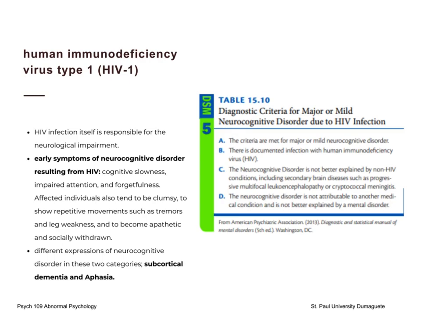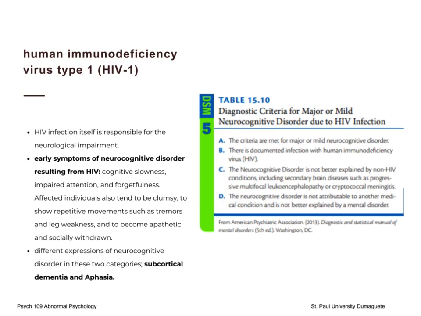Affected individuals also tend to be clumsy, to show repetitive movements such as tremors and leg weakness, and to become more apathetic and socially withdrawn. There are different expressions of neurocognitive disorder in two categories: cortical dementia with aphasia, and subcortical dementia.